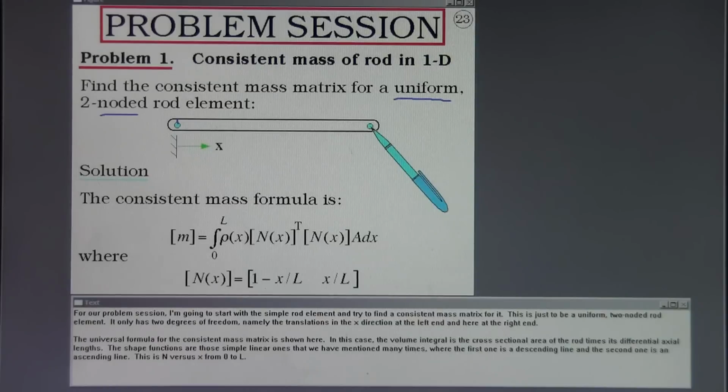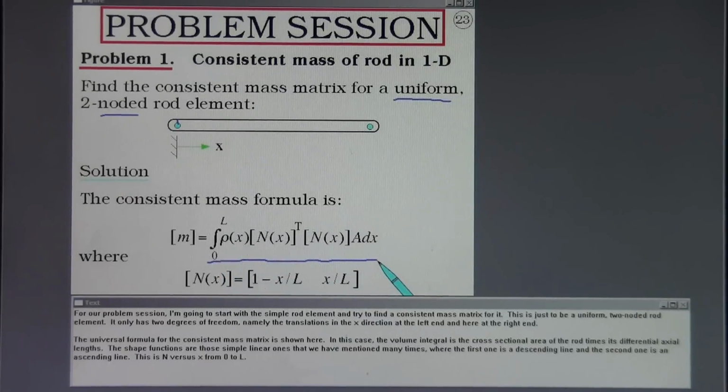The universal formula for the consistent mass matrix is shown here. In this case, the volume integral is the cross-sectional area of the rod times its differential axial lengths. The shape functions are those simple linear ones that we've mentioned many times, where the first one is a descending line and the second one is an ascending line. This is N versus x from 0 to L.